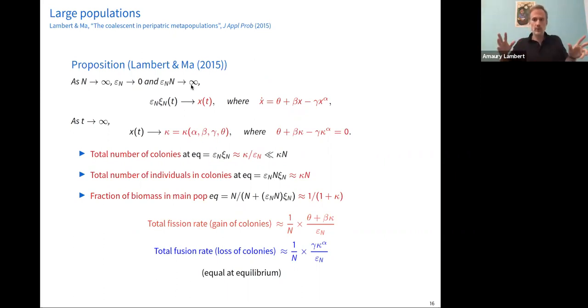Okay, so you have this picture where at equilibrium you have the same order of magnitude of individuals outside the main population and inside the main population, but of course there is a flow between the two kinds of populations which is ongoing. So if you compute the fission and fusion rates, of course, they are equal at equilibrium, and they are of the order of 1 over n epsilon, which is the size, n times epsilon, the size of a colony. And so now we'll be interested in the coalescent that is produced by this model.